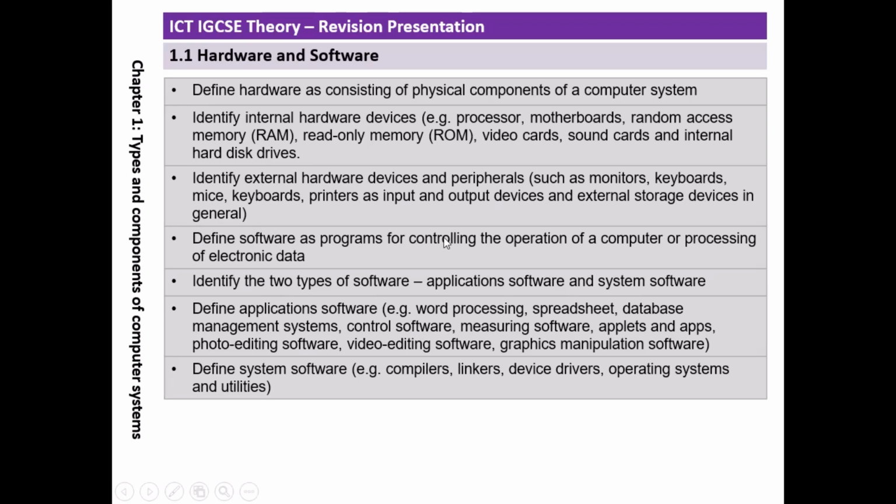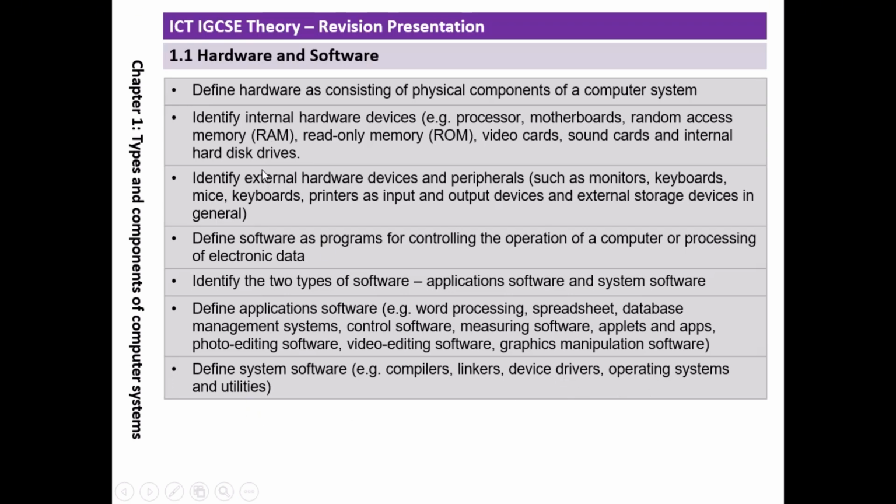Define software as programs for controlling the operation of a computer or processing of electronic data. Identify two types of software, which are application software and system software. Define application software such as Microsoft Word, spreadsheet or Microsoft Excel, database or Microsoft Access for management systems, control software, measuring software, applets, and apps, photo editing software, video editing software, graphic manipulation software. And then the last one, define system software, e.g. compilers, linkers, device drivers, operating system, and utility.